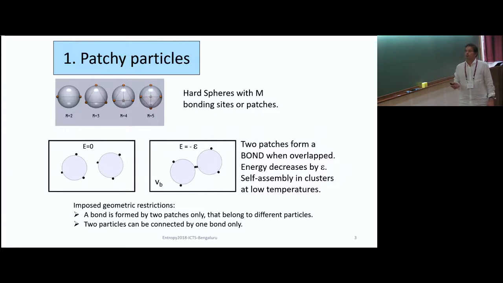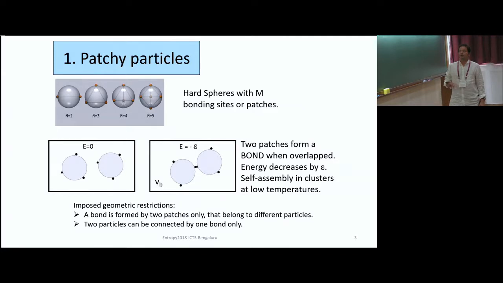So patchy particles. There are several ways of realizing patchy particles. This is the simplest one. You just pick hard spheres, and then you place on the surface of the hard spheres what you can call bonding sites or patches, in an integer number. So here you have several examples of 2 patches, 3 patches, 4 patches, 5 patches.